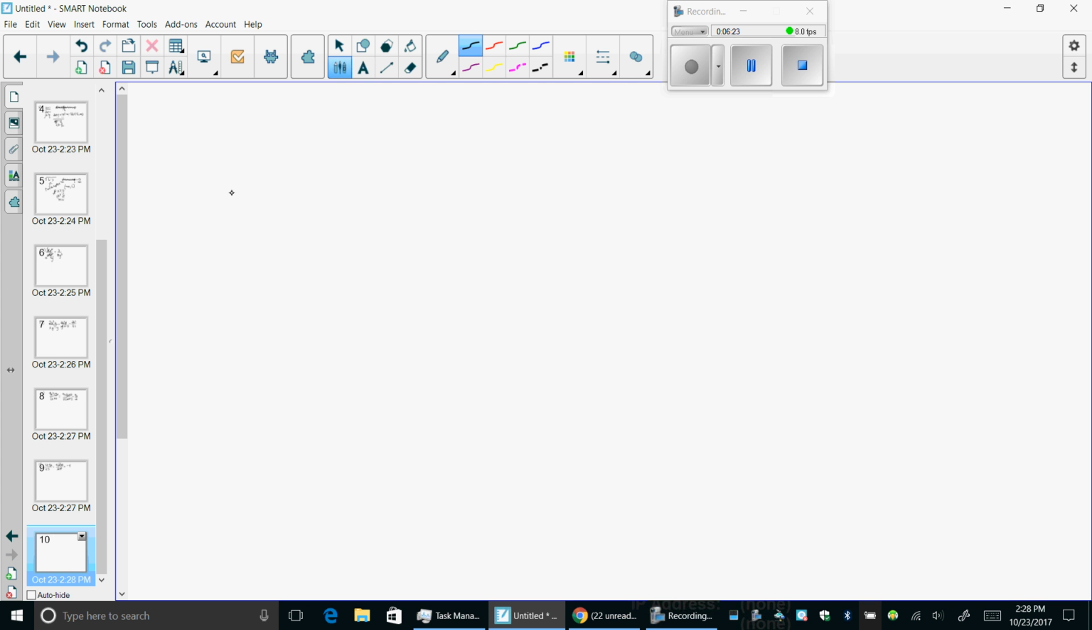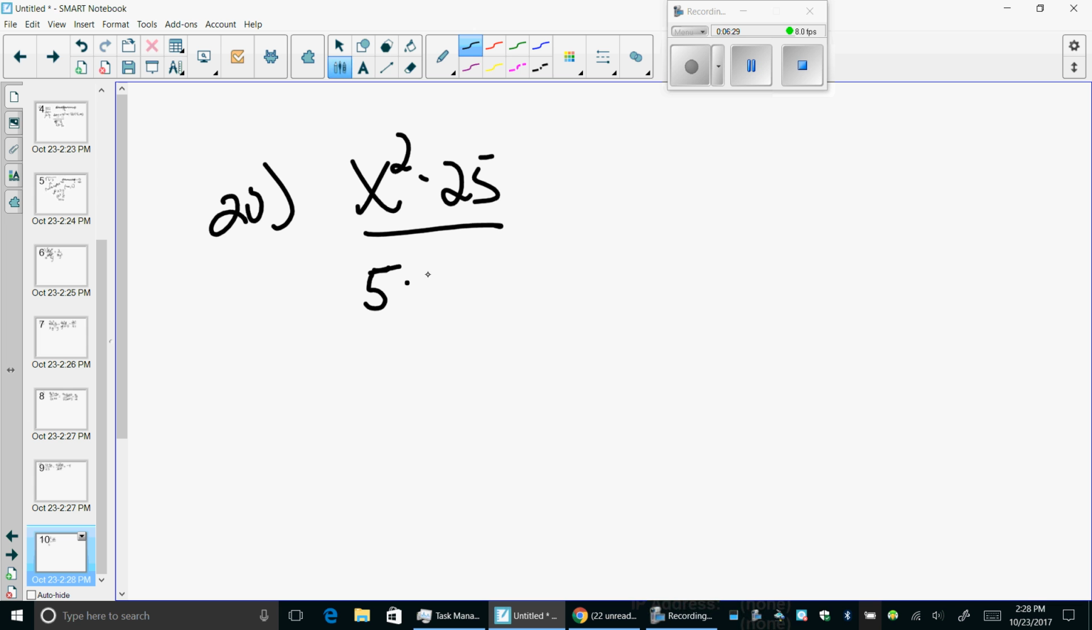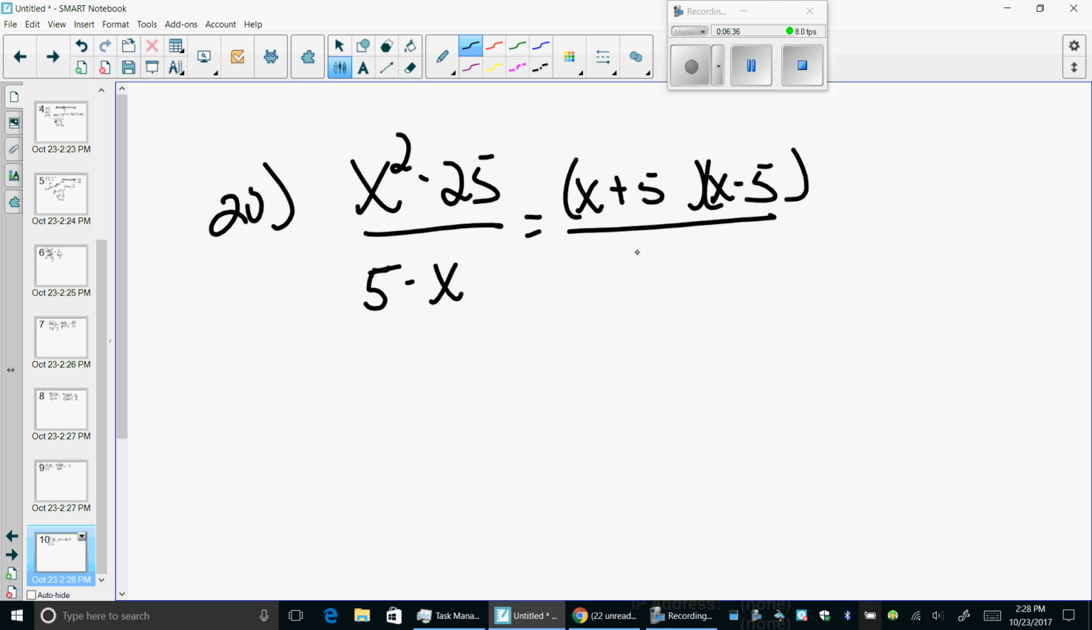And number 20. I've got x squared minus 25 on the top and 5 minus x on the bottom. So the top factors to x plus 5 and x minus 5, and the bottom is going to be 5 minus x. X minus 5 and 5 minus x are opposite each other. I can cancel them out if I replace it with a negative 1. So the top is going to be a negative 1 times x plus 5. I don't have to write a negative 1, I can just write a negative. Negative times x plus 5. I'm going to do a couple more.